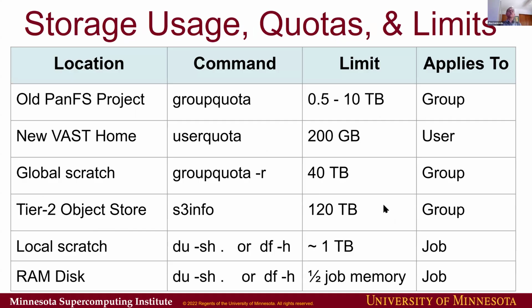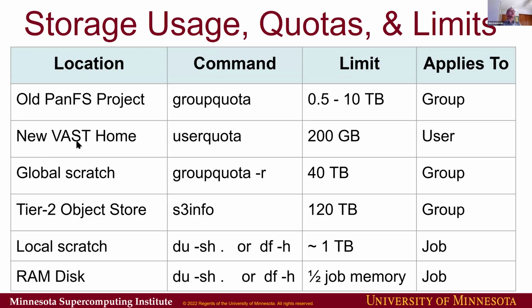So here's a quick review of the major storage locations, their capacities, the way you can find out how much you've used and how much space is left on those systems, and also what the limits are relevant to, or what they apply to. So, for example, with the old PANFS system, it was by group, and you could typically get anywhere from half to 10 terabytes of storage, and group quota will tell you how to use that if you have any data in that space, and that will be under the project space now.